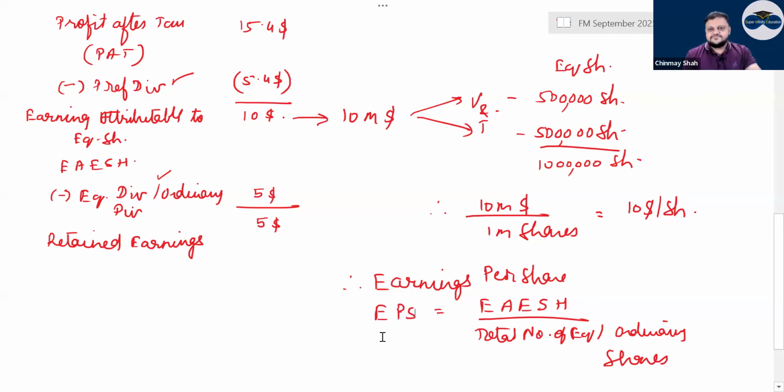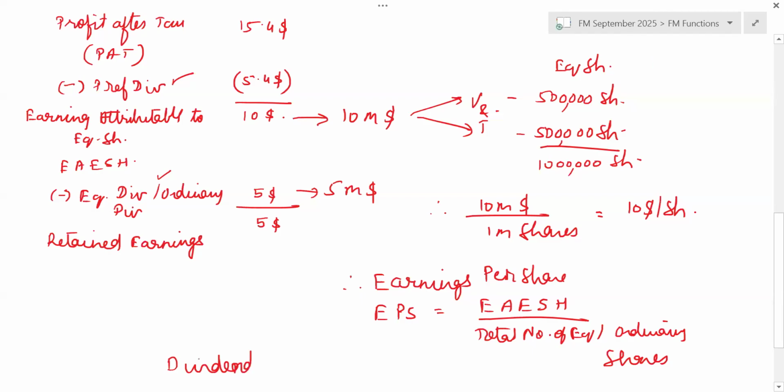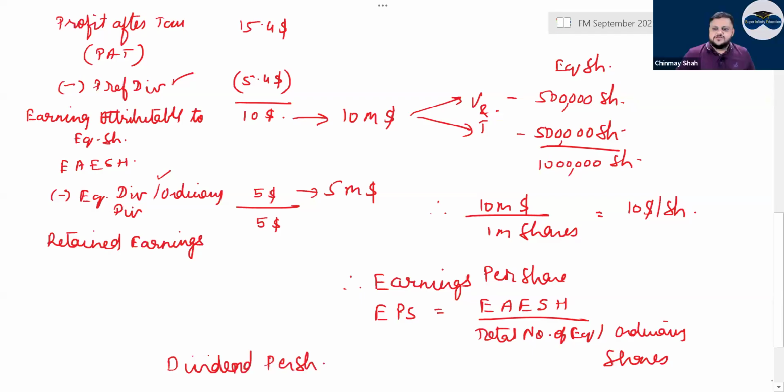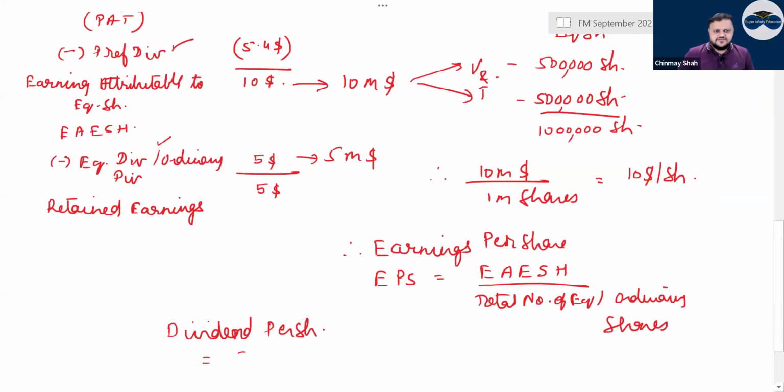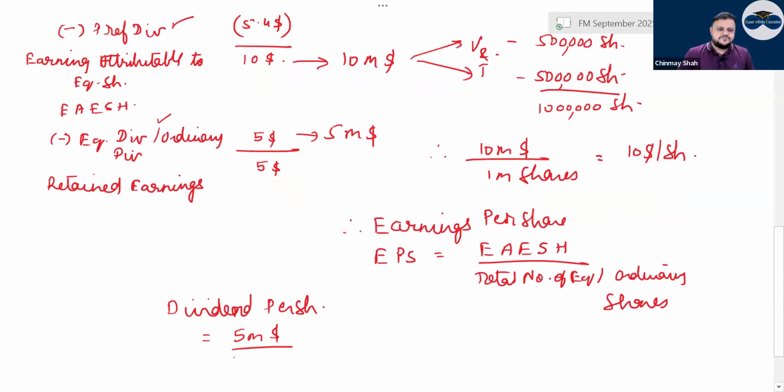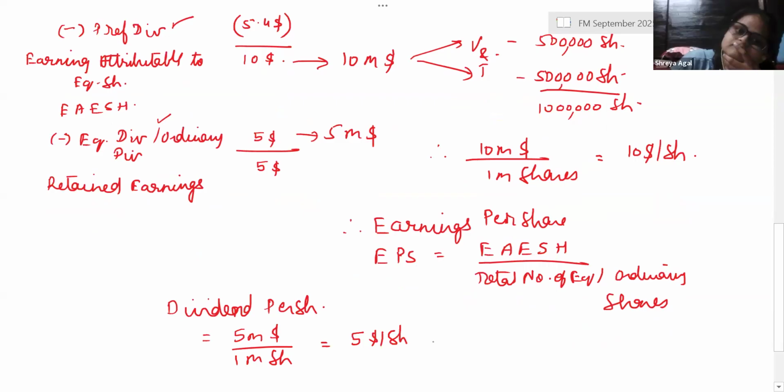Now, if I ask you what is the dividend per share? Let's say the dividend is $5 million and there are 1 million shares. So how much is the dividend per share? The total dividend upon the total number of equity shares. Dividend per share is $5 million divided by 1 million shares, which is $5 per share. Everybody okay with it?